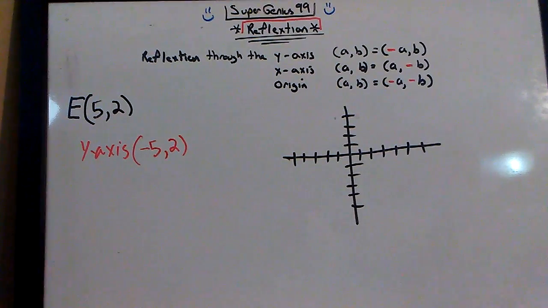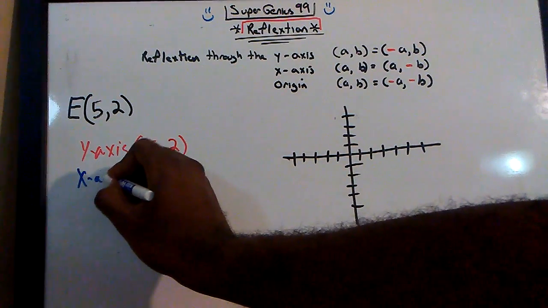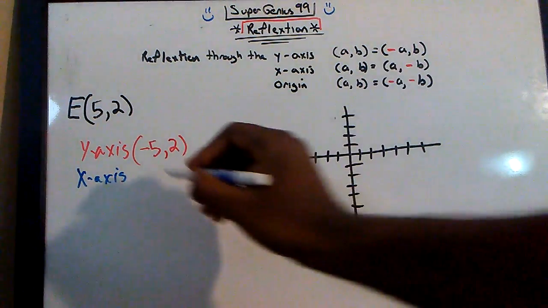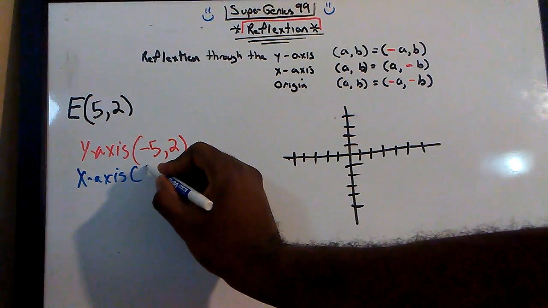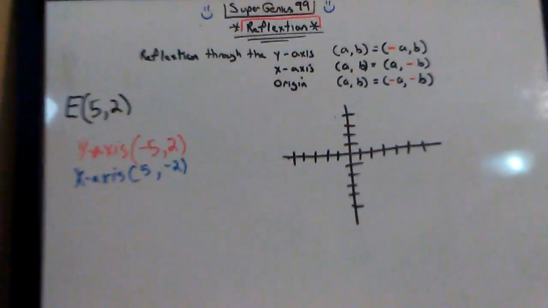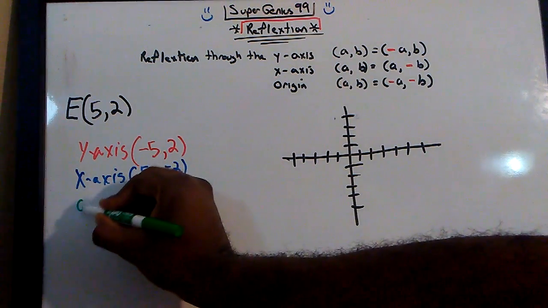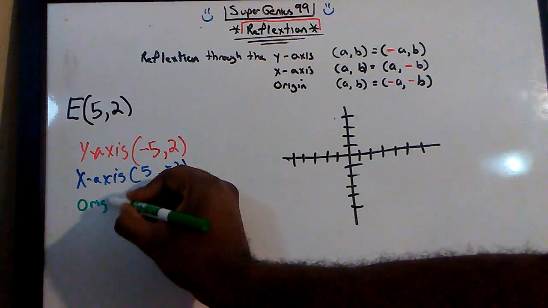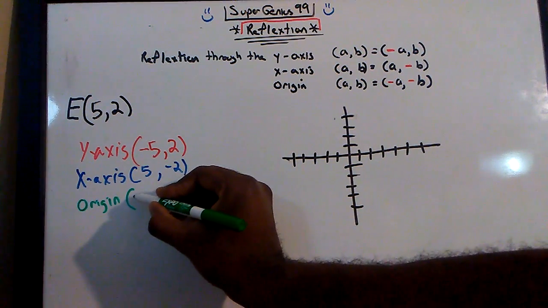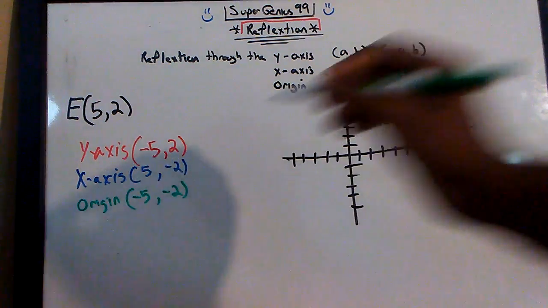Let's reflect across the x-axis, okay? We change the sign of the y value. So the x value stays the same, the y value changes: 5, negative 2. And when we reflect across the origin, we change both values. So 5 was positive, it's now negative. 2 was positive, it's now negative.